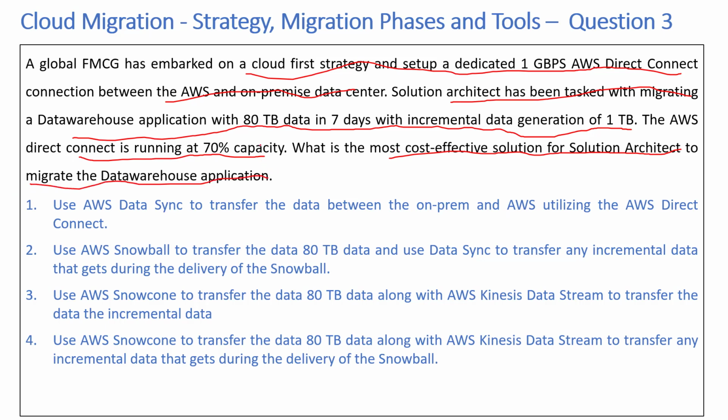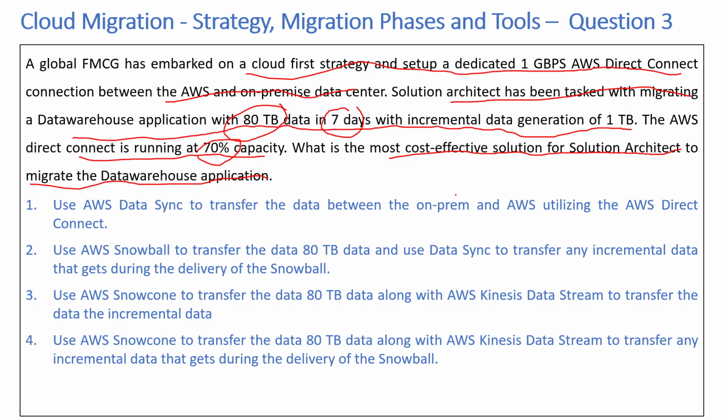So basically, they already have a 1 Gbps AWS Direct Connect link between AWS and the on-premise data center. The solution architect has been tasked with migrating the data warehouse application with 80 TB of data in 7 days. The Direct Connect is already being utilized at 70%, so you have only 30% bandwidth available. What's the most cost-effective solution? It's also generating 1 TB of data incrementally, right?